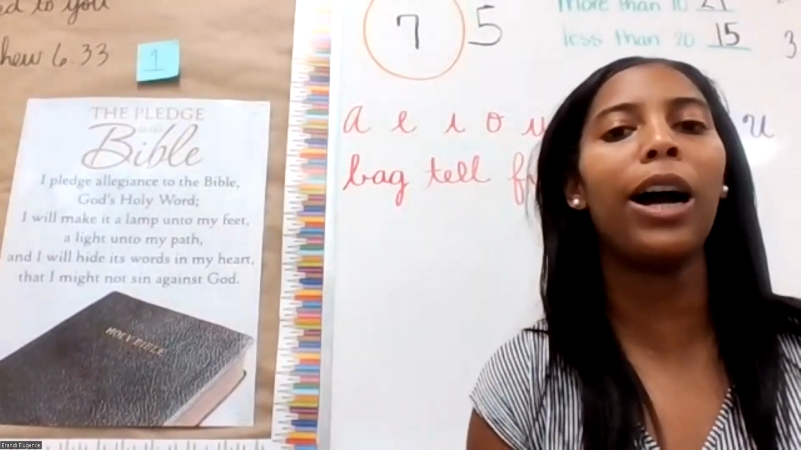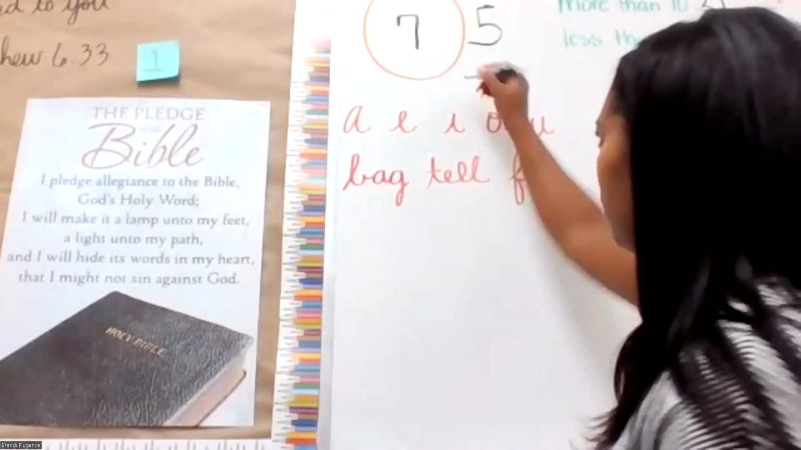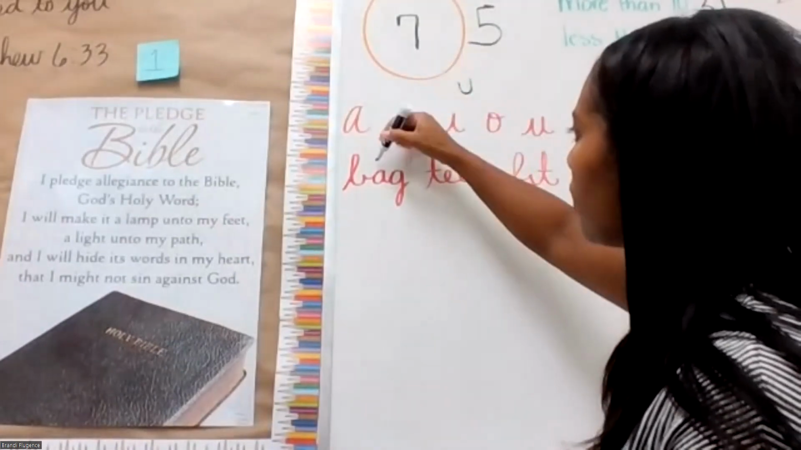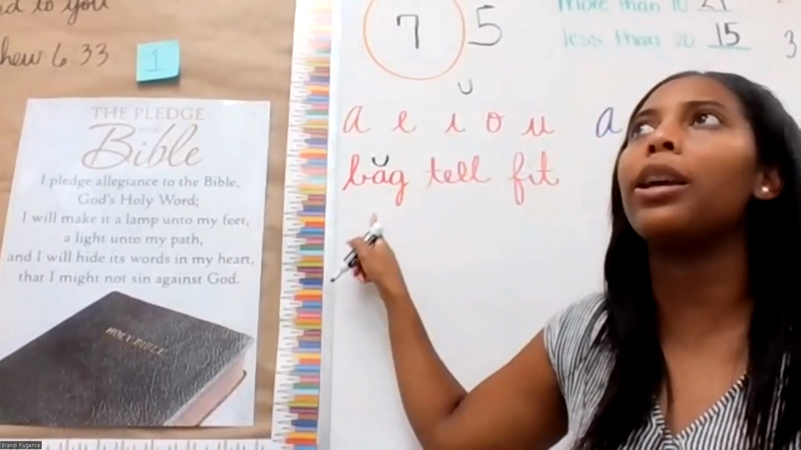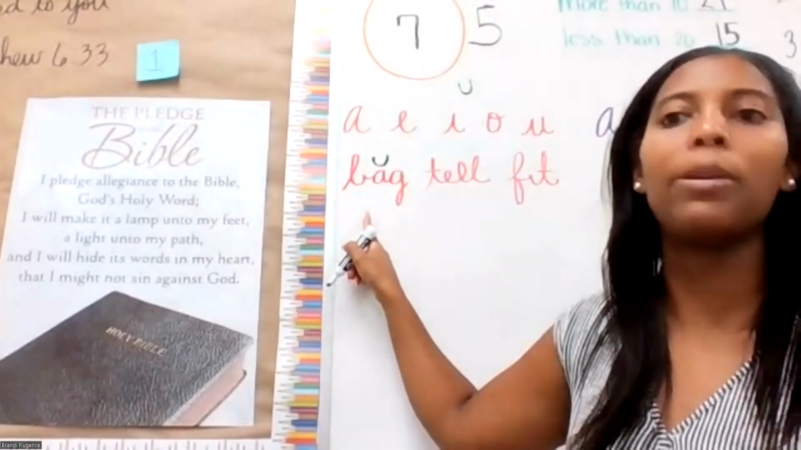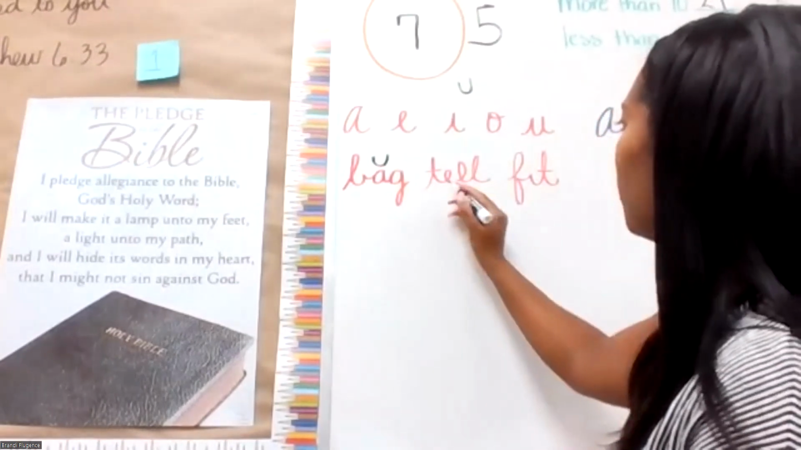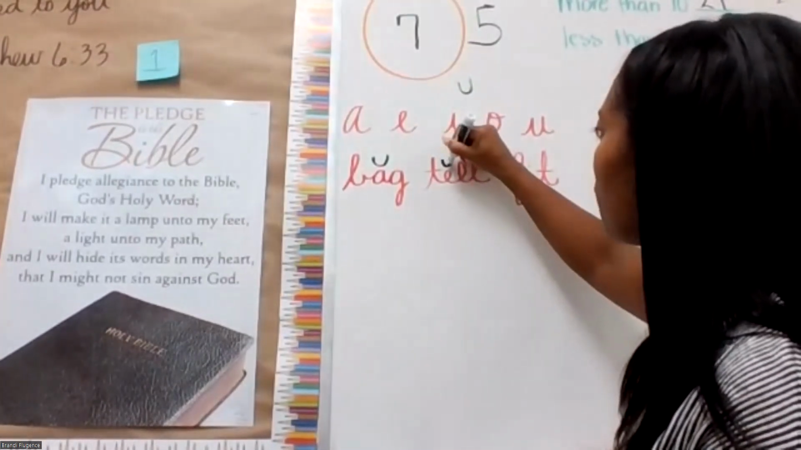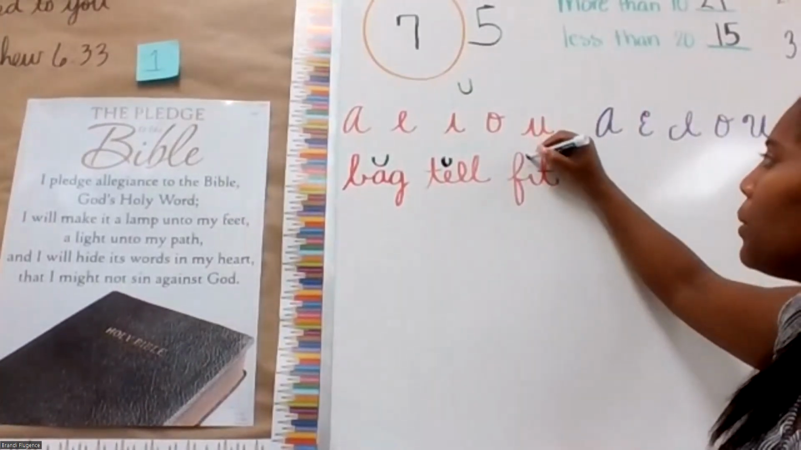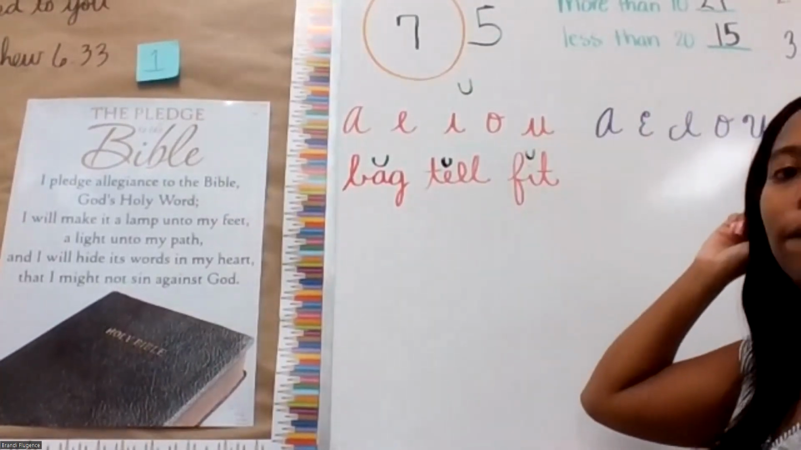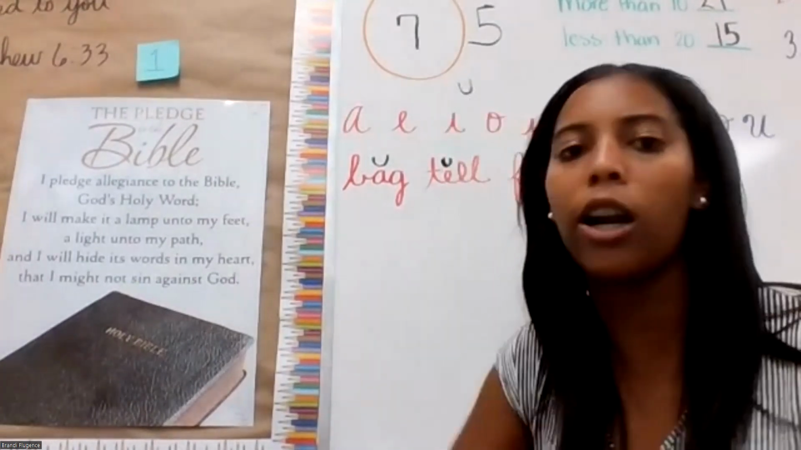How do I mark short vowels? With the smiley face. Good. So let's look at this first word. It's only one vowel, so we put the smiley face. The word would be, tell me, bag. Good. Next one, only one vowel, so we put the smiley face. The word is tail. Next one, only one vowel, we put a smiley face. Fit. Awesome. So those are our short vowels.